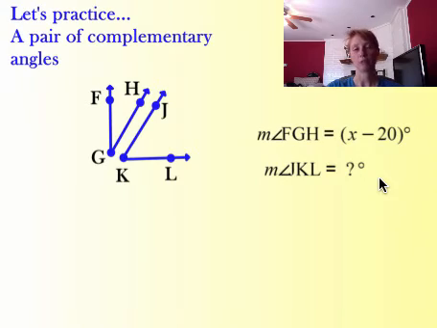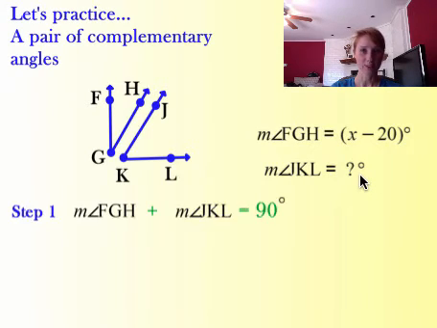One last example using complementary angles. We have our 2 complementary angles. All we know about one of the measures, measure FGH, is that it equals x minus 20 degrees. This is an algebraic expression. And we don't know anything else about this angle and how these angle measures are related besides that they are complementary. So again, our first step is adding the two angle measures together, setting them equal to 90. Please always write this as the first step.